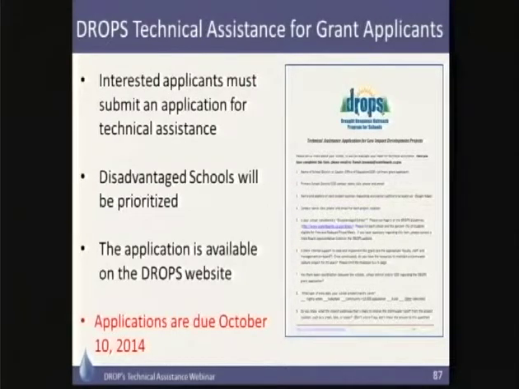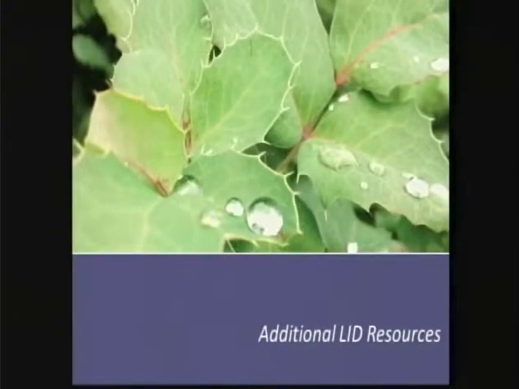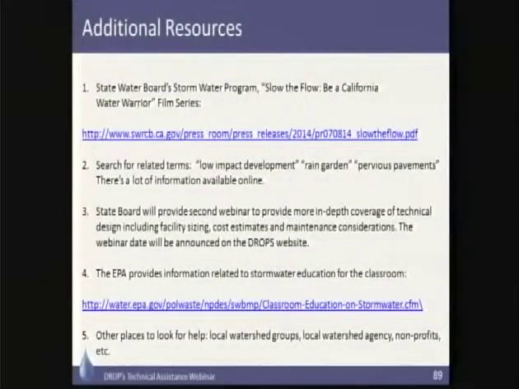So we have a technical assistance application, and interested applicants need to submit this application. The deadline is October 10th, 2004. Disadvantaged schools will be prioritized, and the application is available on the Drought's website, which everybody should have. There are some additional resources that we've included with this. I'm not going to go through each one of these, but please take a look at some of these resources. They're excellent, and they can help guide you with your efforts for submitting a successful grant application.